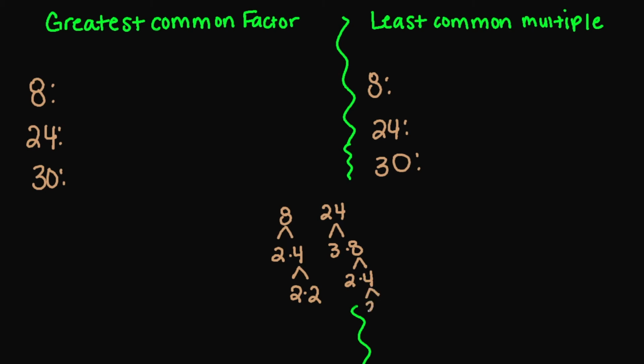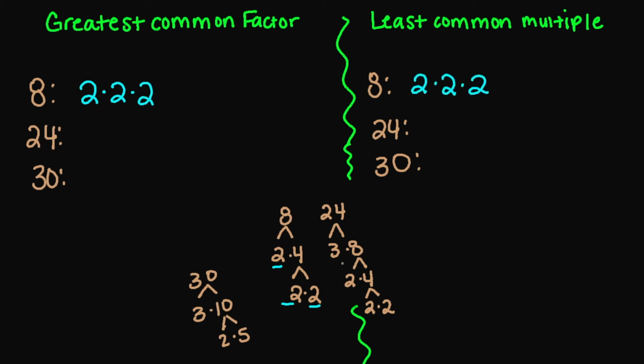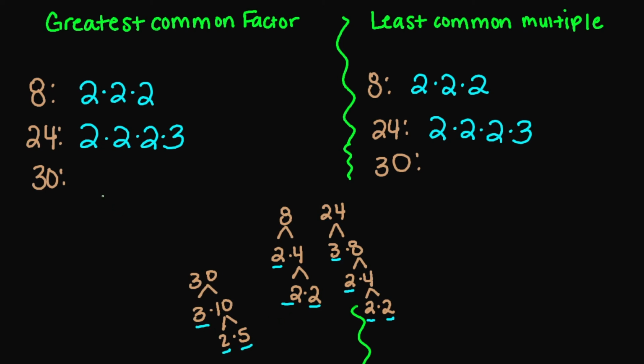My 4 is 2 times 2. And then my 30, I'll go on this side here. We have 3 times 10. And my 10 is 2 times 5. So 8 is 2 times 2 times 2. And then 24 is 2 times 2 times 2 times 3. And then my 30 is 2 times 3 times 5.